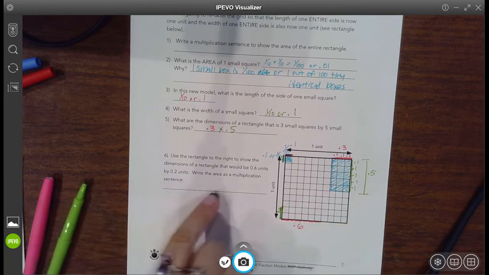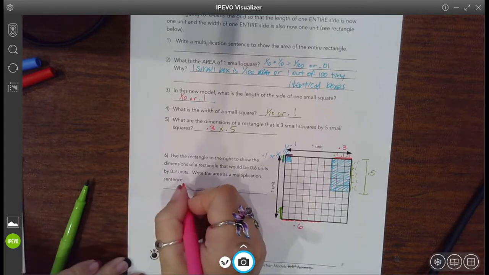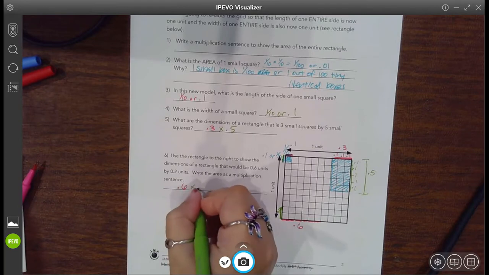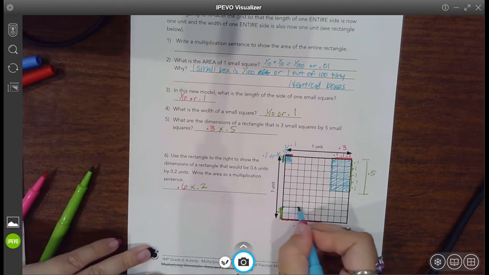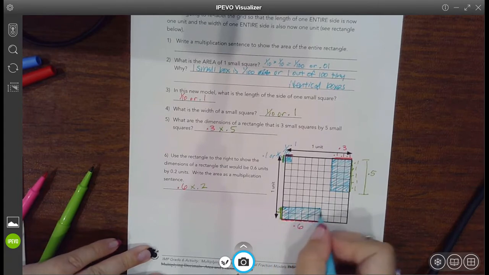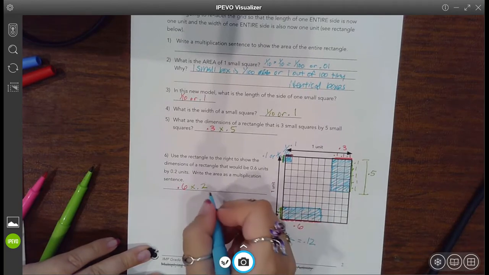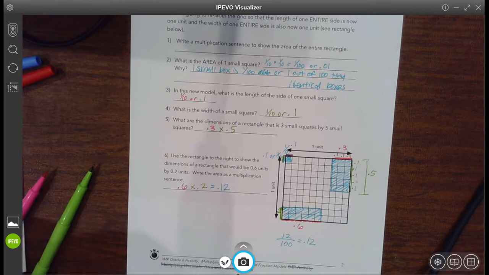If I were to write that out as a multiplicative sentence, you have 0.6 times 0.2. Well, what does that equal? If I look in here and complete the rectangle, that is 12 out of 100 boxes. So that's 0.12. So 0.2 times 0.6 must equal 0.12. Okay, that's the mathematical sentence for that one.